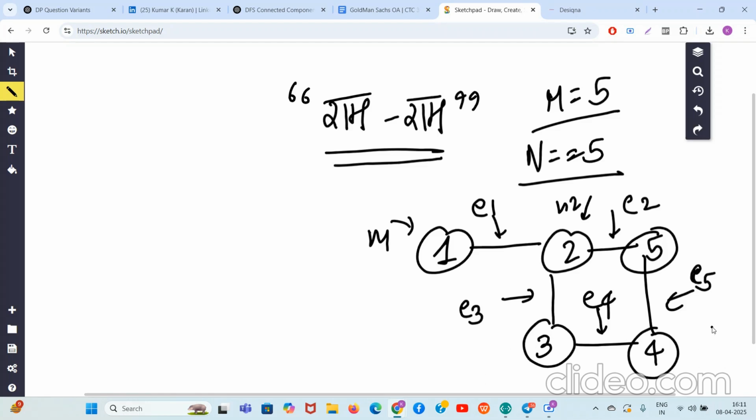Okay, like you can call this third node n3, this as n4, and this as n5. Okay.